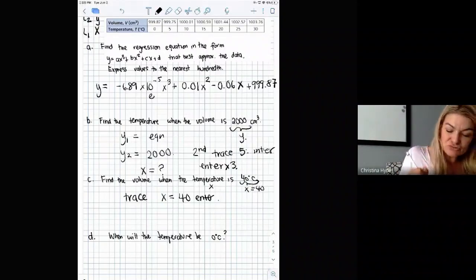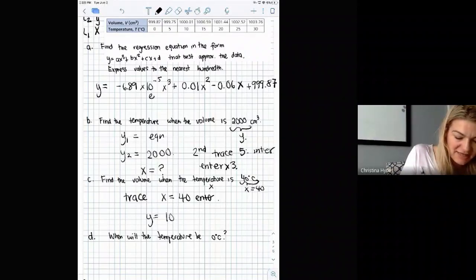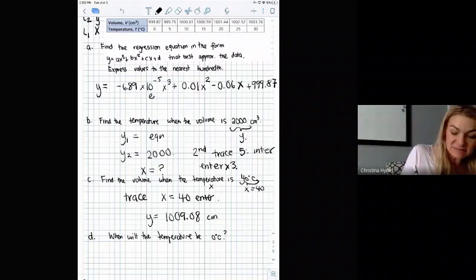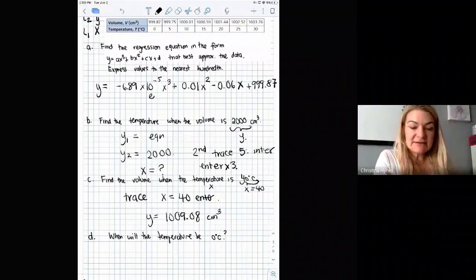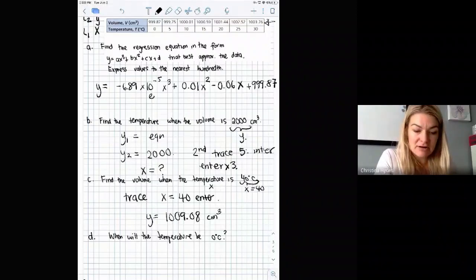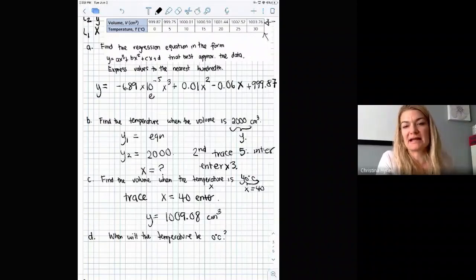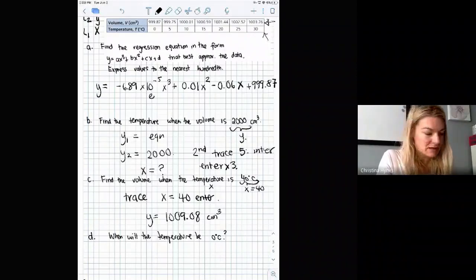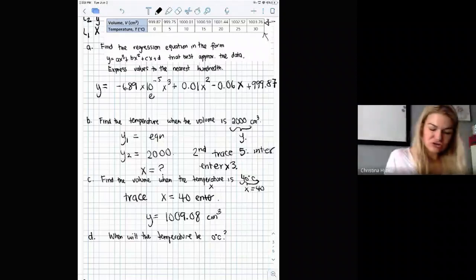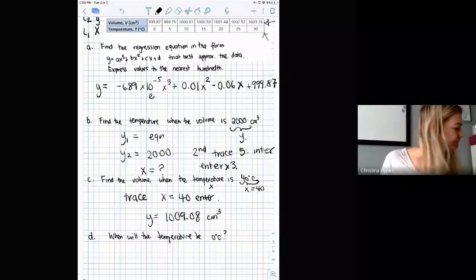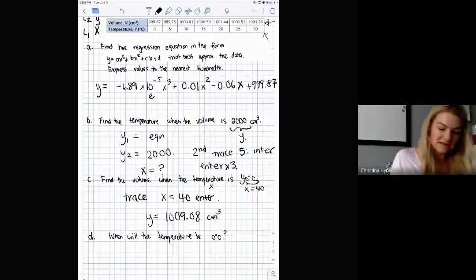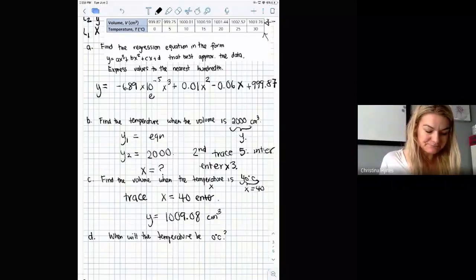When I pressed trace x equals 40, enter, I got that the y coordinate was about 1009.08, and this is in centimeters cubed. As you can see from my data, it does make sense, right? Since we're going higher in temperature, the volume should be higher as well. So just make sure your answers are logical. This one doesn't tell us what to round to, so you can choose what you want to round to there. Okay, so that is for question C.